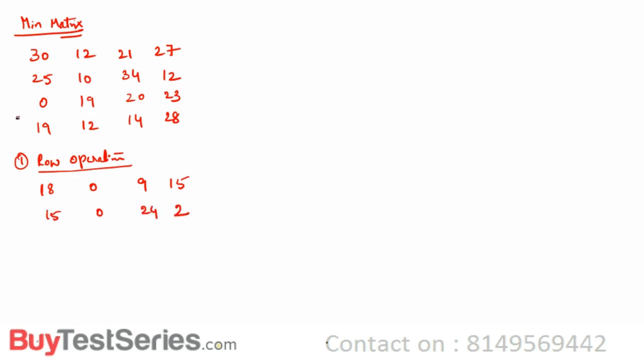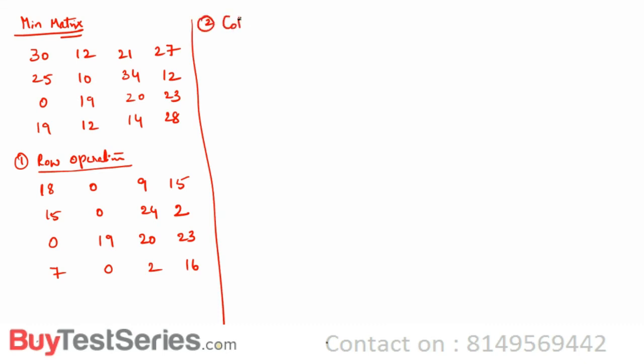And here 0 is the least, correct? In the third row, it's going to be the same: 0, 19, 20, 23. Coming on to the fourth row, the least is 12. So 19 minus 12 is 7. You'll have 12 minus 12, 0, 2, 16. Okay, so with this we are done with what? Row operation. Now let's go for the next step. What is the next step, Nana? Column operation.